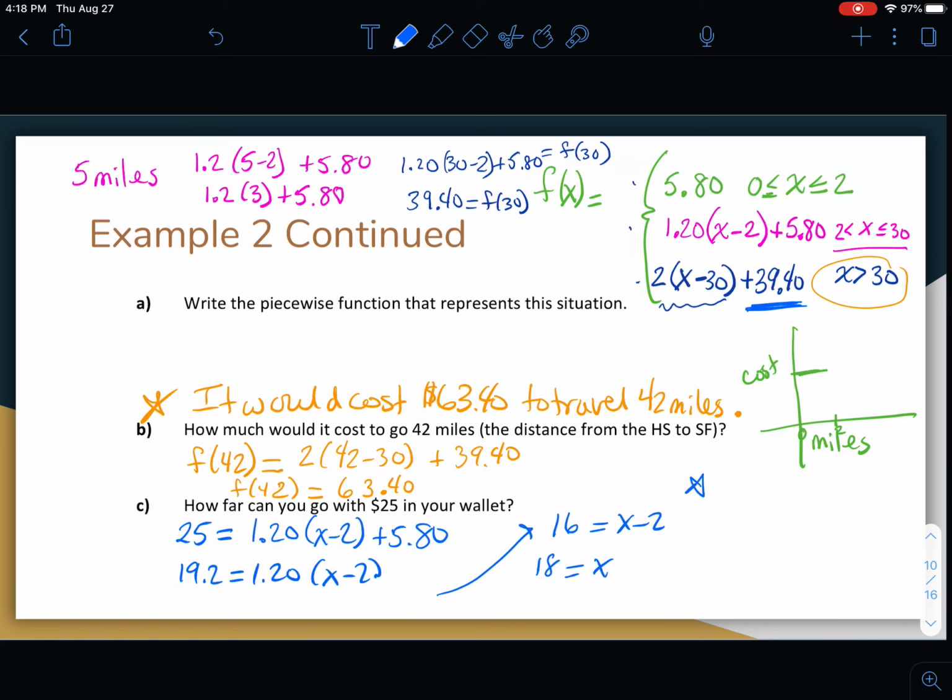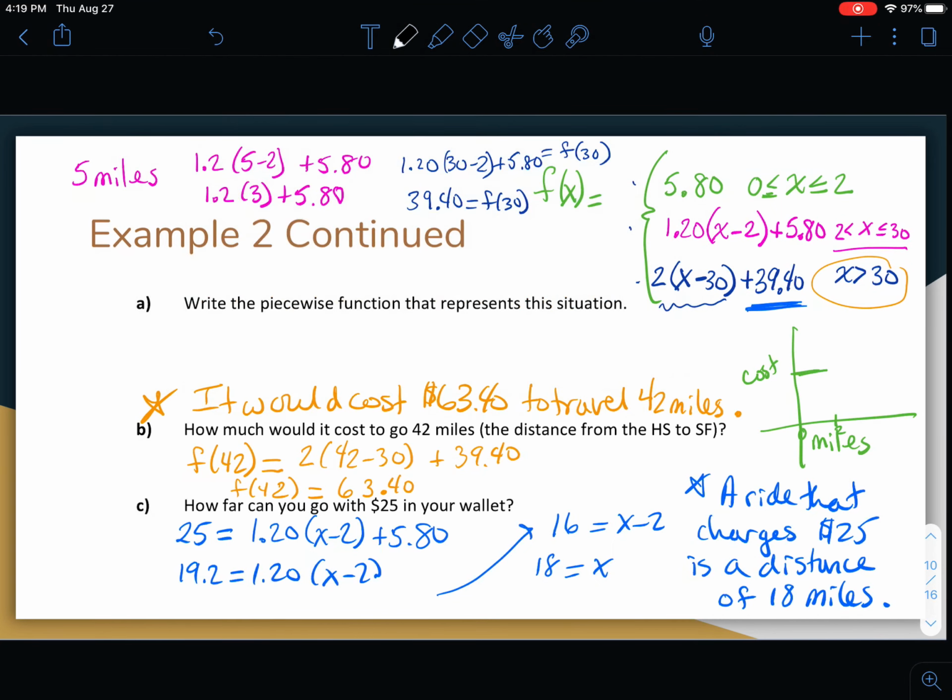Again, we're going to write a sentence to answer this question. The question was, how far can you go with $25 in your wallet? A ride that charges $25 is a distance of 18 miles. And you do not have to have it word for word, but you should always be talking about the input and the output in those sentences.